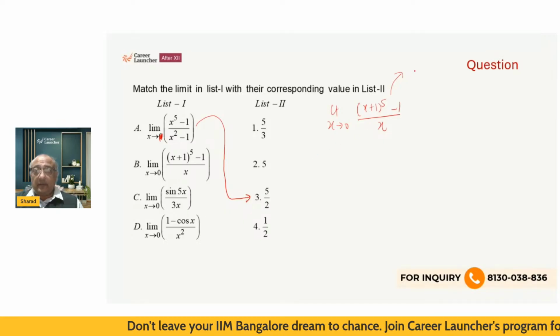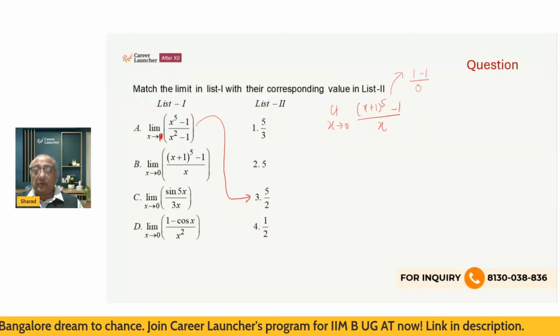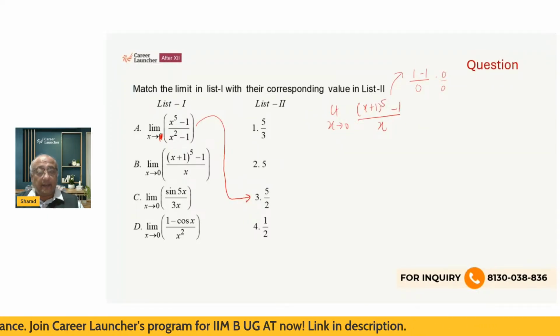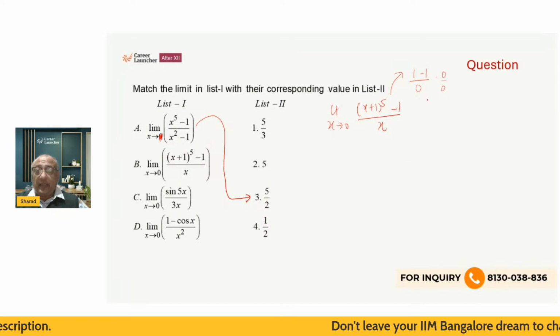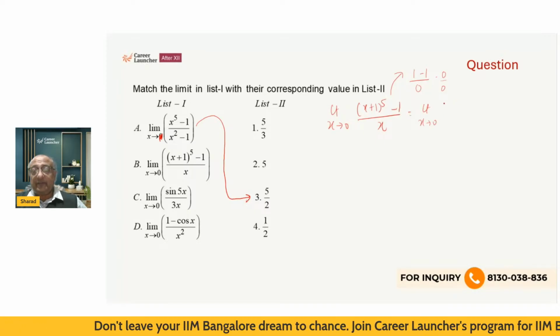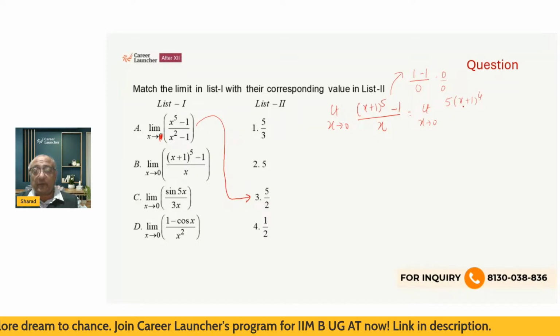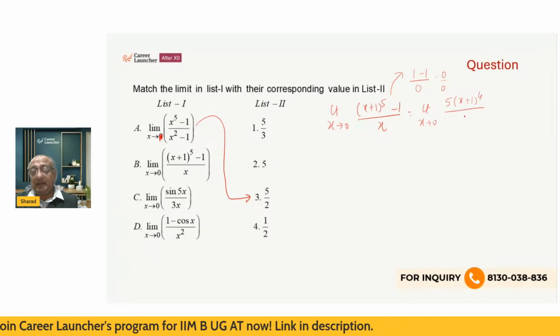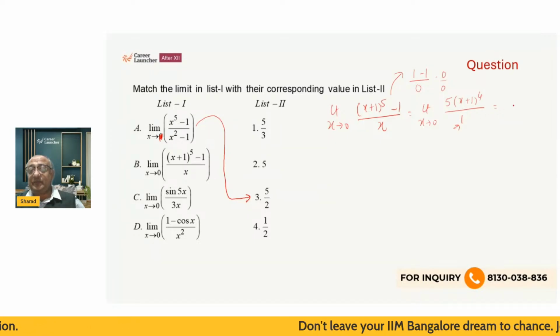I'll get 1 minus 1 upon 0, which is nothing but 0 by 0. So voila, which kind of a form do we have here? We have a form which is called indeterminate form. If it is an indeterminate form, then the easiest way of handling that is to differentiate. If I differentiate, I'll get 5x plus 1 raised to power 4, and minus 1 has a differentiation which is equal to 0, and x's differentiation is 1. Bachcho, one of the 0s has been vanished from here, I'll get my answer.